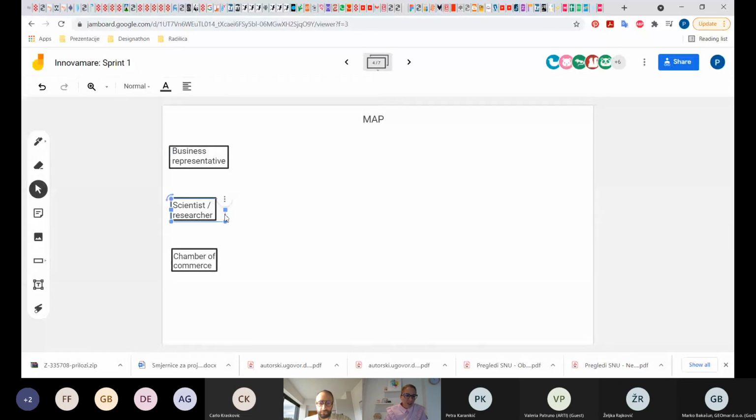Then the separate one would be scientist or researcher. Could that be grouped together, or is there a need to divide these two? Is it a relatively similar set of activities? Well, maybe somebody from the scientific sector can say. For me, it's okay, but if everyone agrees, then we can leave it together as one group. Okay. And the food chamber of commerce, which is more specific, we can name it some kind of legal supporting organization, maybe better. Okay.